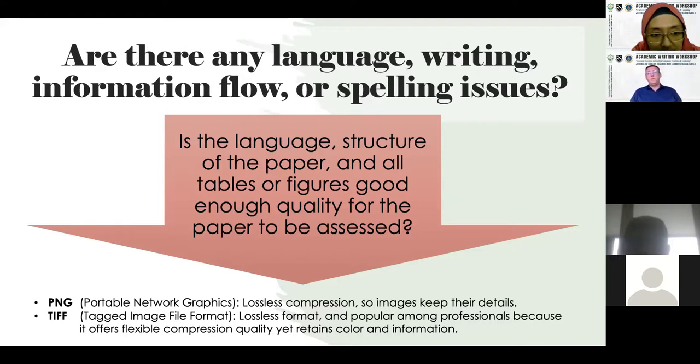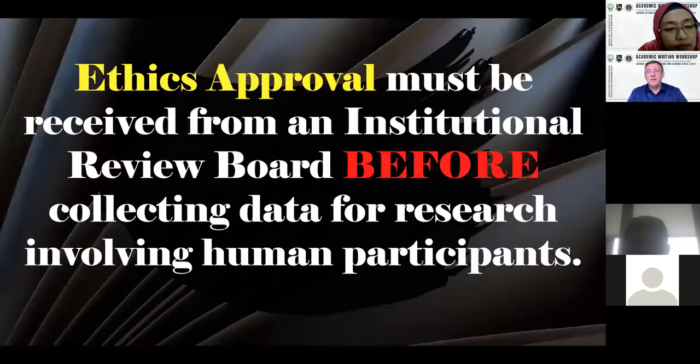Okay. Tables should be readable. The formatting of the table according to the APA style is quite simple, but just make sure your table is readable, okay? So language, information flow, spelling issues. So, but this right here is the most important of all.